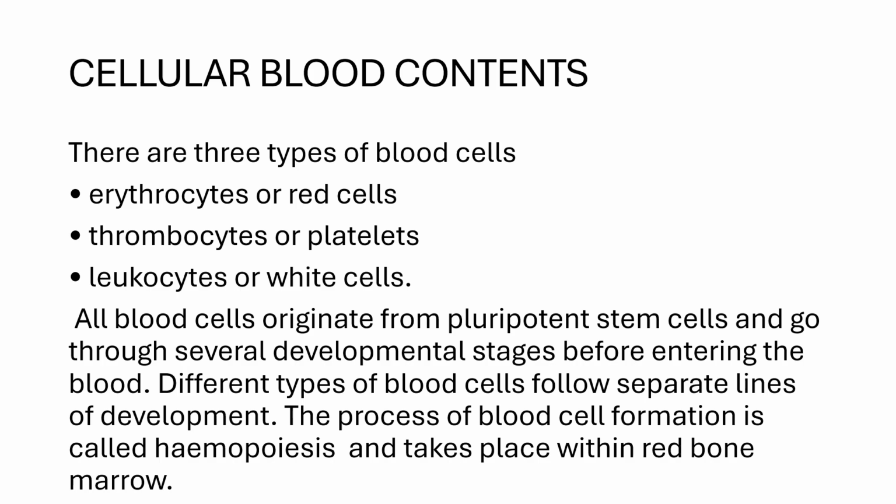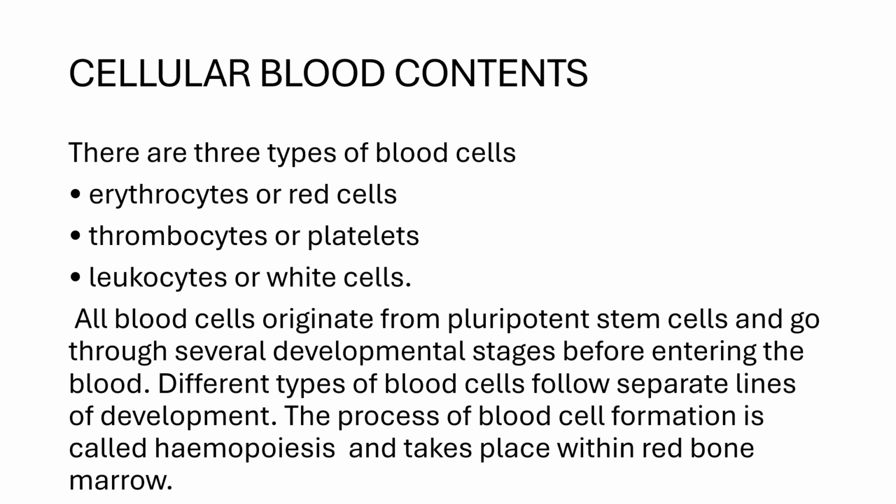Now we want to go into blood cells. There are three types of blood cells. We have the erythrocytes, we have the thrombocytes, and we have the leukocytes, because when you see blood, they are components of it. So the types of blood cells are the erythrocyte, the thrombocyte, and the leukocyte.